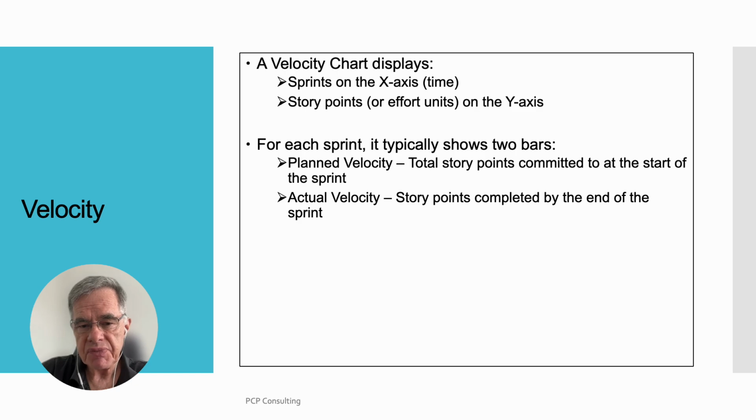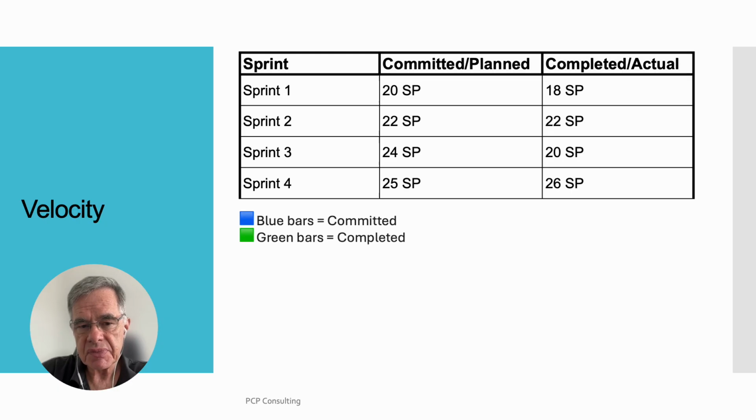For each sprint, it typically shows two bars: planned velocity, total story points committed to at the start of the sprint; actual velocity, story points completed by the end of the sprint. The table shows sprints 1 to 4, what is committed and what was actually planned.